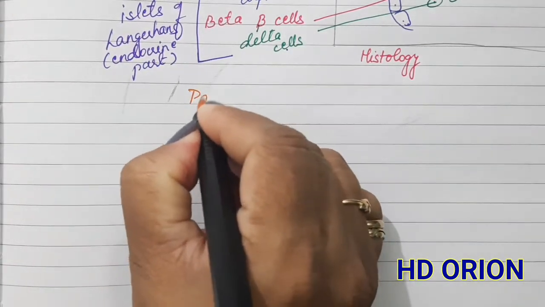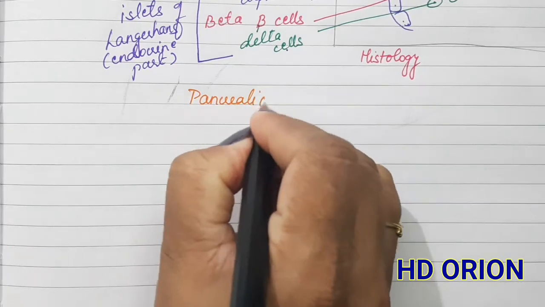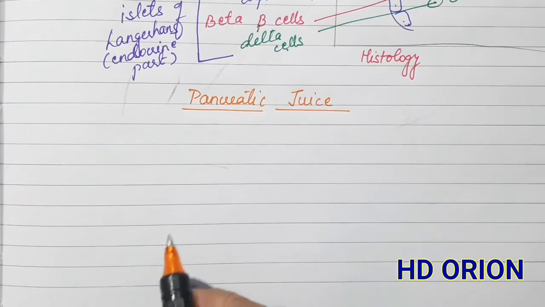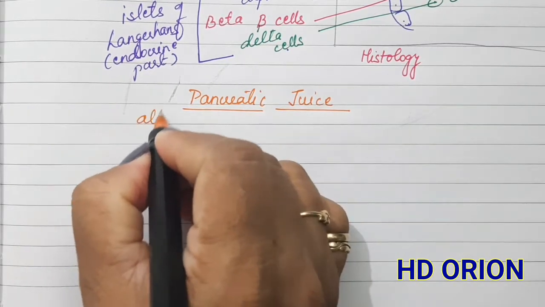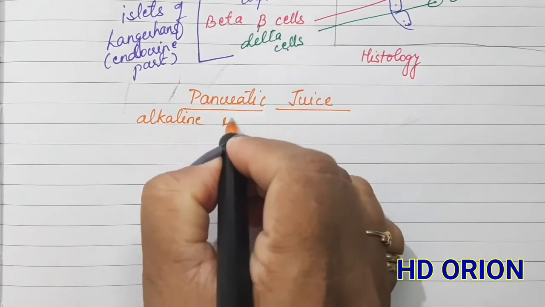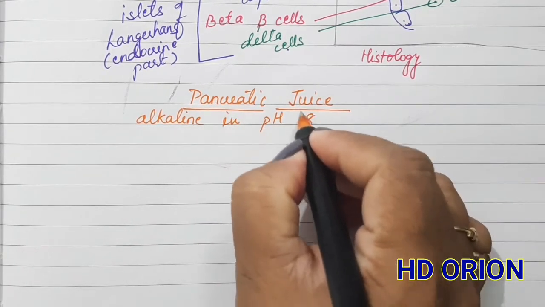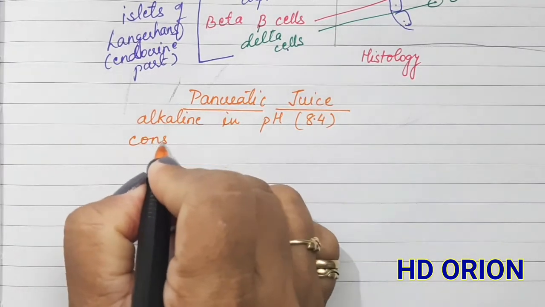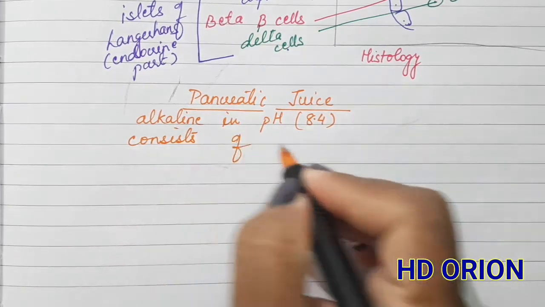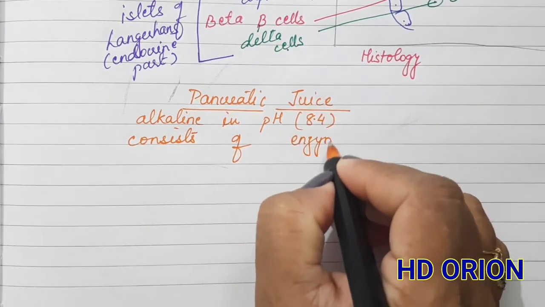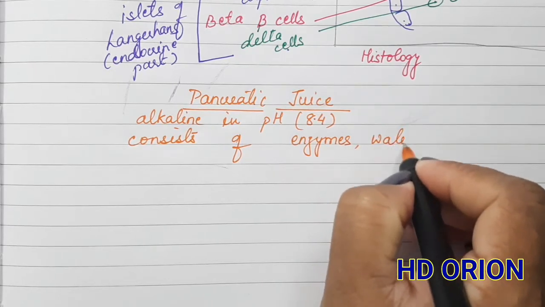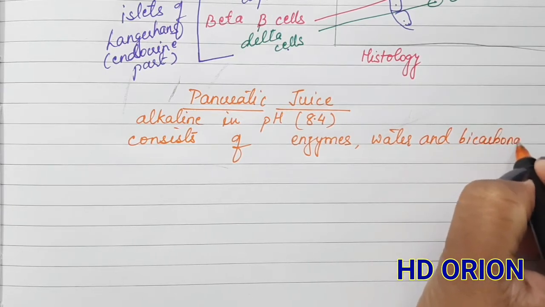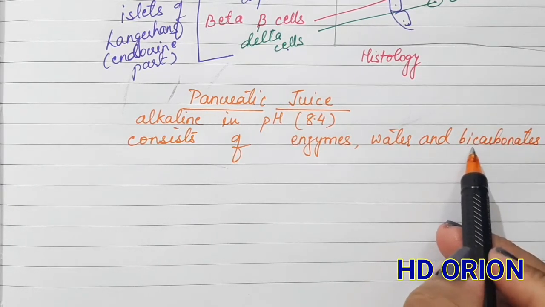The pancreatic juice. This is the digestive juice which is secreted by the pancreas. This is alkaline in pH. It is around 8.4, and the pancreatic juice consists of enzymes, water and bicarbonates. This pH is received by the presence of the bicarbonate ions.